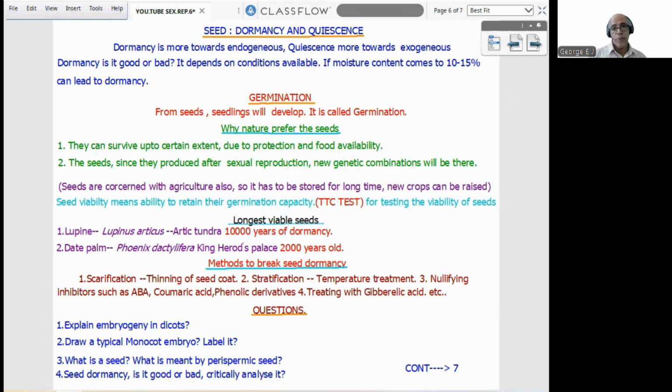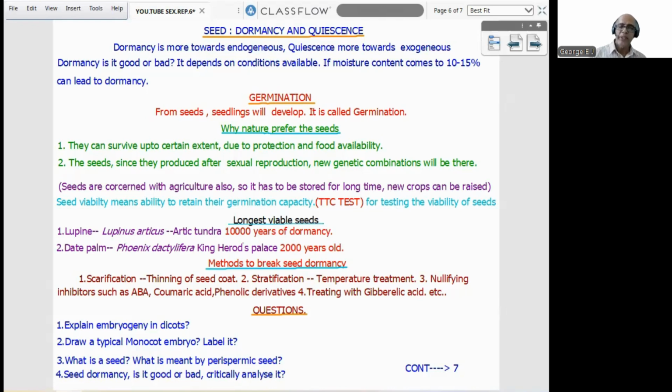Second, seeds are formed after sexual reproduction, so new genetic combinations will be there. That will help to face adversity. And seeds are also involved in agriculture because they can be stored for a long time, so crops can be raised.